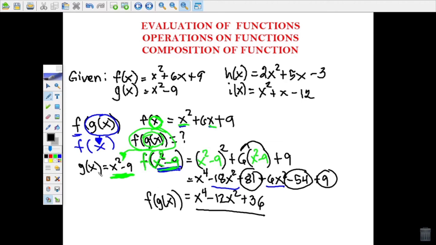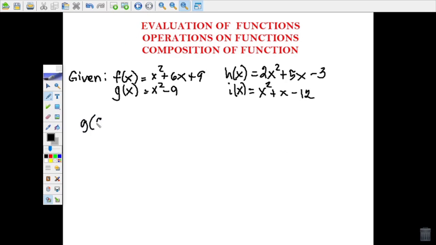So, therefore, the value of f of g of x is x raised to 4 minus 12x squared plus 36. Okay? So, paano naman pagbaliktad? Pagbaliktad, so g of f of x. Ibig sabihin yan, si f of x, palitan natin. Ano ba yung f of x? Ito. So, ibig sabihin g of f of x has this function x squared plus 6x plus 9. So ang goal natin mahanap natin si g of x squared plus 6x plus 9.